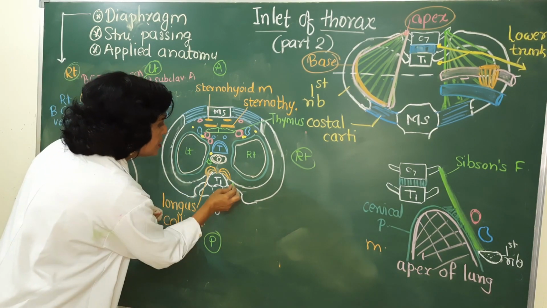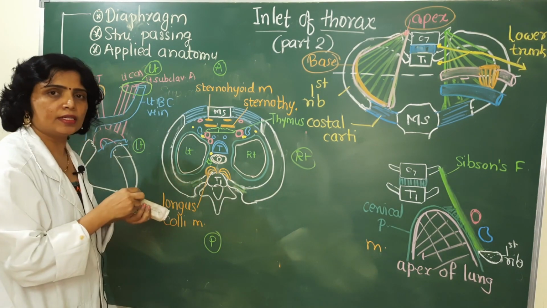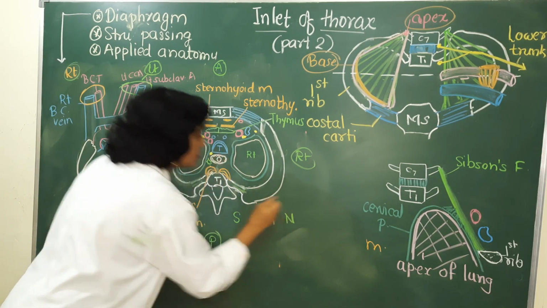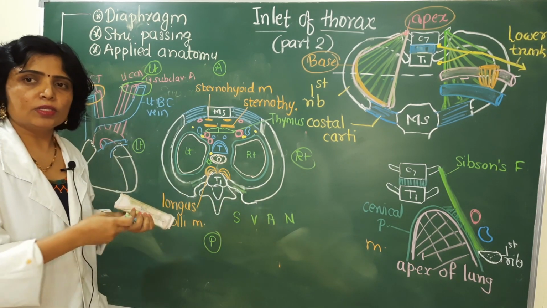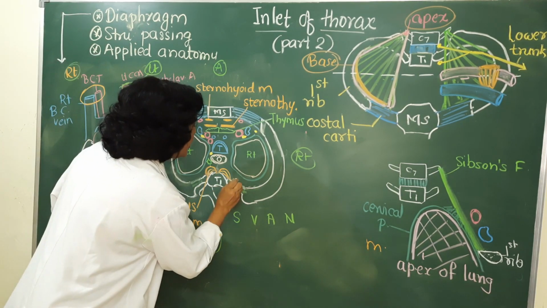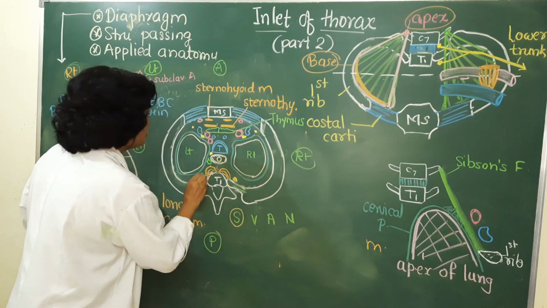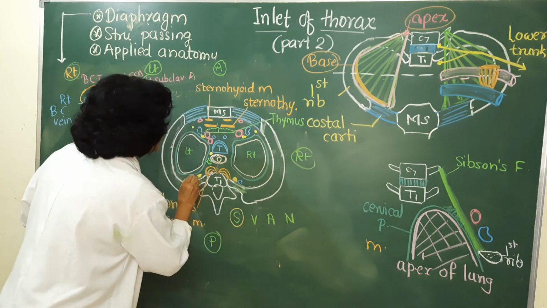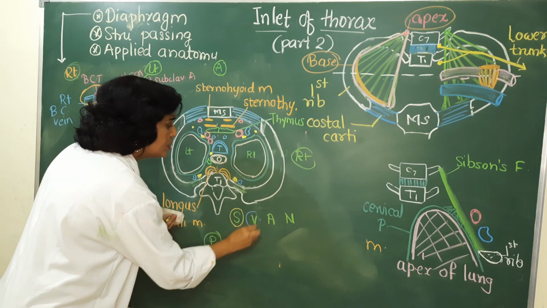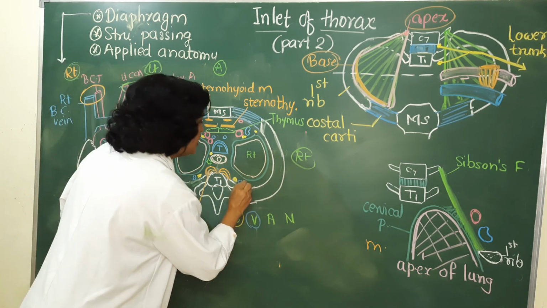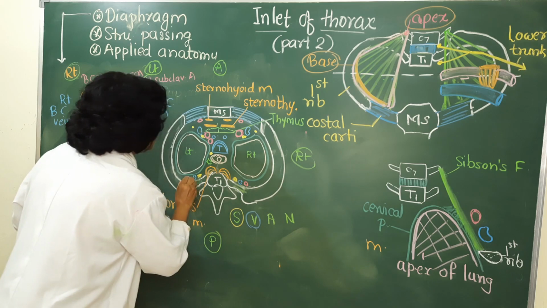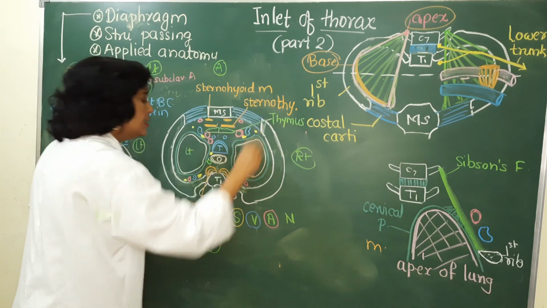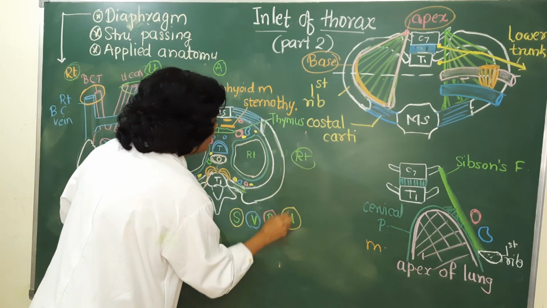And now coming to the neck region of the first rib. The neck of the first rib is related to the SWAN structures from medial to lateral. S for sympathetic chain. Then V for vein, that is the first posterior intercostal vein. A for artery, the superior intercostal artery, and N, the nerve, is, as you have seen previously, the ventral ramus of the first thoracic nerve.